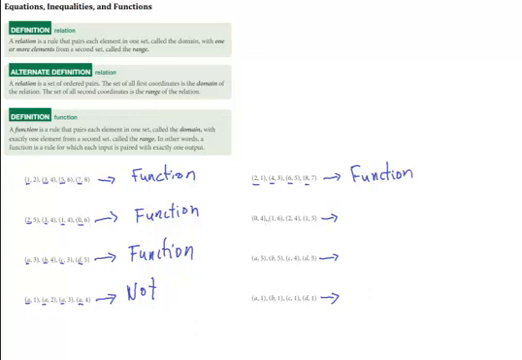Let's look at the next one. 0, 1, 2, 1. Uh-oh. You see this one and this one? Not a function because that one is paired with two different y's. A, B, C, D. You're a function. I don't care what the y's do, just as long as each x is paired with exactly one y.